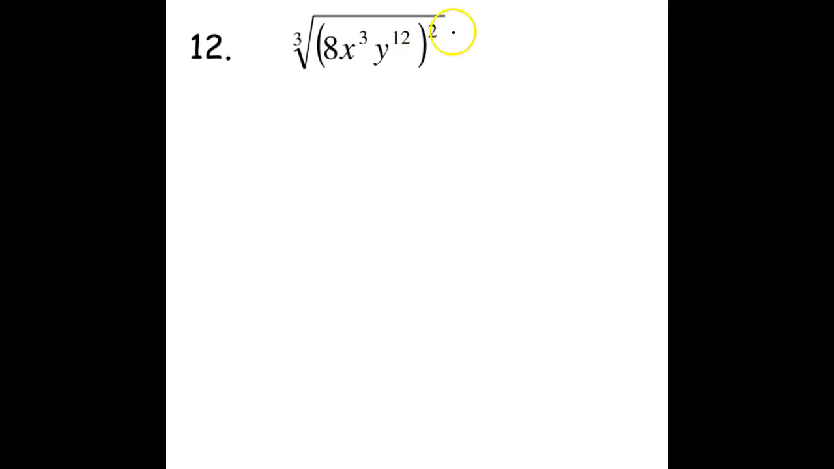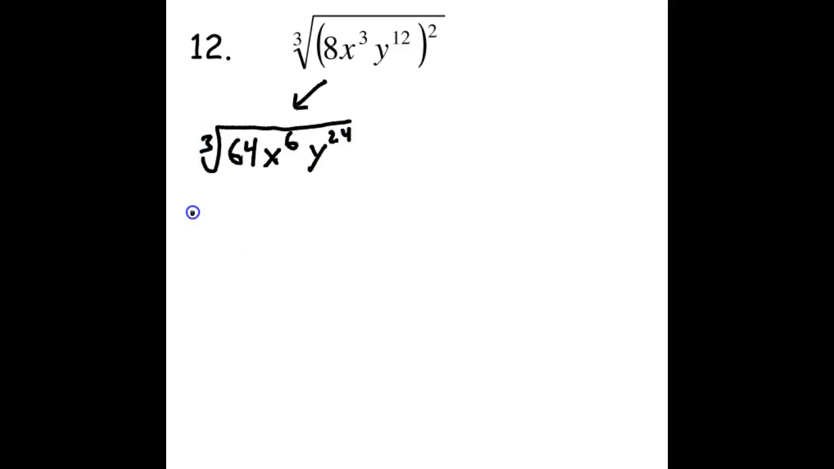Okay. So this has an exponent on the inside. There's a couple ways of doing this. I'm going to do both. You can pick the way you like. One way is to simplify the inside. So if we square the inside, right, that's going to be 64, 8 times 8, because I'm squaring 8. And that's going to be x to the 6th, 3 times 2, and then 12 times 2, and we get y to the 24th.